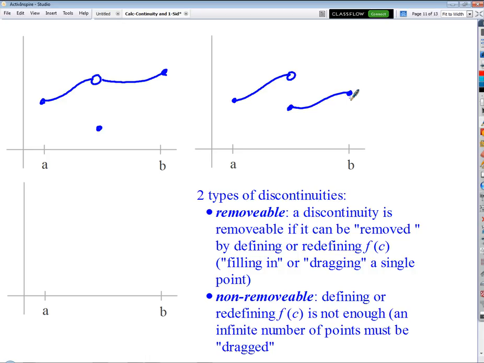An asymptote, yeah. Right, an asymptote is irreparable also, because obviously the function doesn't even exist there, right? But I could never repair it because the top is infinitely high. Okay. So those are removable, that's removable, these are not.